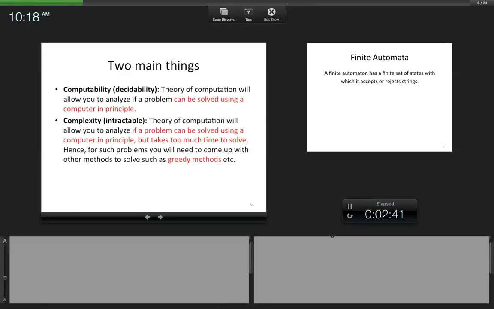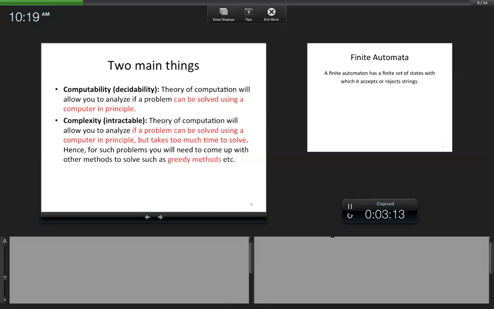Now the question is, how long does it take? What is the complexity of the solution? Can the problem be solved in polynomial time, or does it take exponential time to solve the problem? Things like that. With these abstract machines, you'll be able to decide how long it will take for that problem to be solved by the machine. If it's taking too long, then you might want to come up with some approximate solution, like greedy algorithms or approximation algorithms.